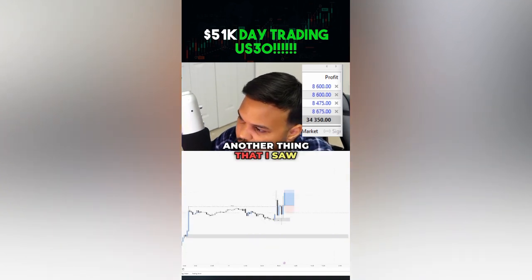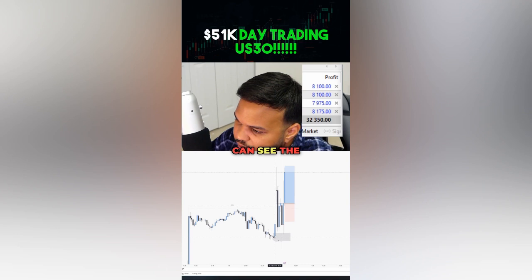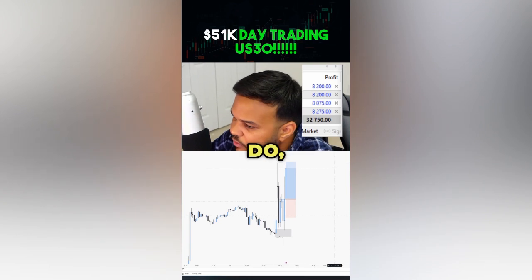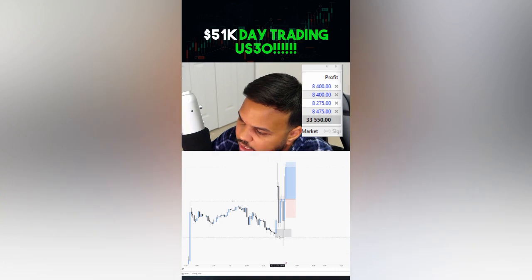Another thing that I saw that happens at news was the market do a break of a structure on 15 minutes. You guys can see the news create a massive break of a structure and leave me an order block right here on 15 minutes. So I wait, as I always do, wait for liquidity grab and also order block top for me to look for a setup. So market come back into this order block, respect the order block, and also grab liquidity out of this swing low on 15 minutes.